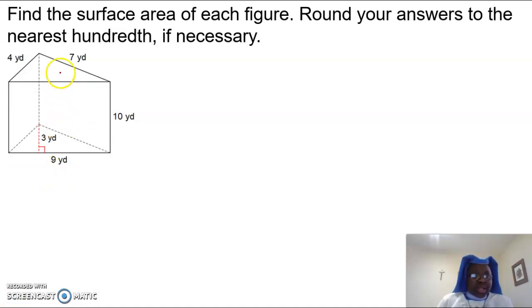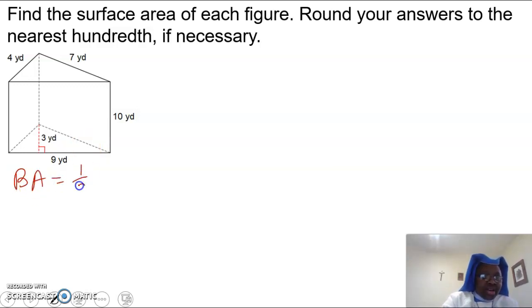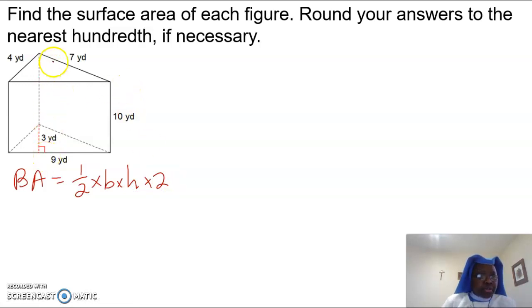Okay, what type of solid is this? Let's see all the rectangles. Which part is not a rectangle? Triangle. We have triangles, and there are two of them, one on top, one at the bottom. So this is a triangular prism. So the base area is going to be the area of a triangle, which is 1/2 times base times height. Again, because there are two of them, we are going to multiply by 2, so we can find the area of both bases at the same time.